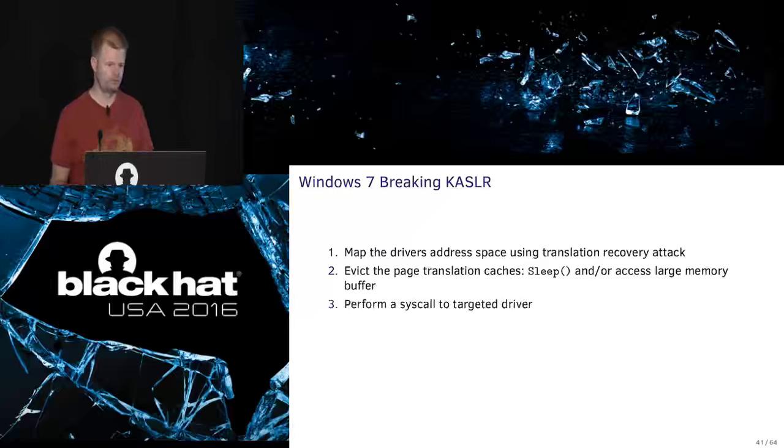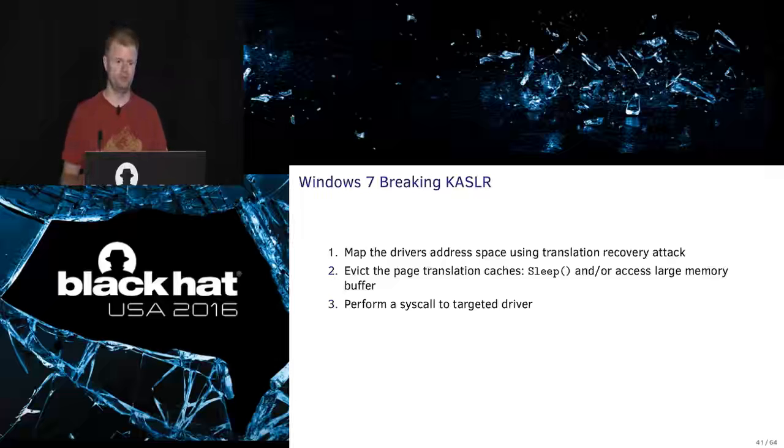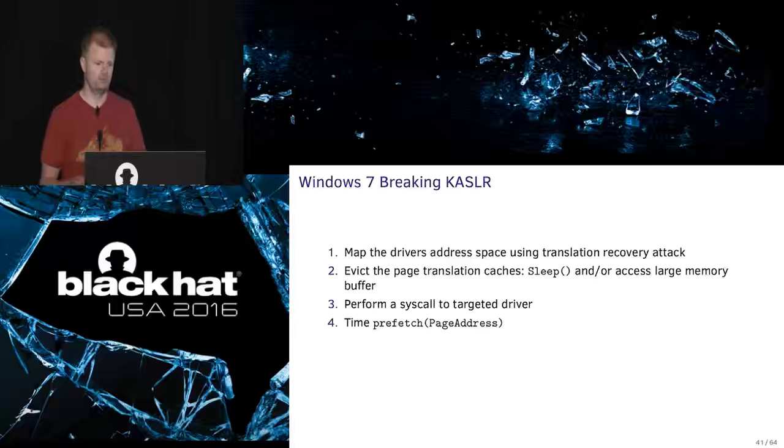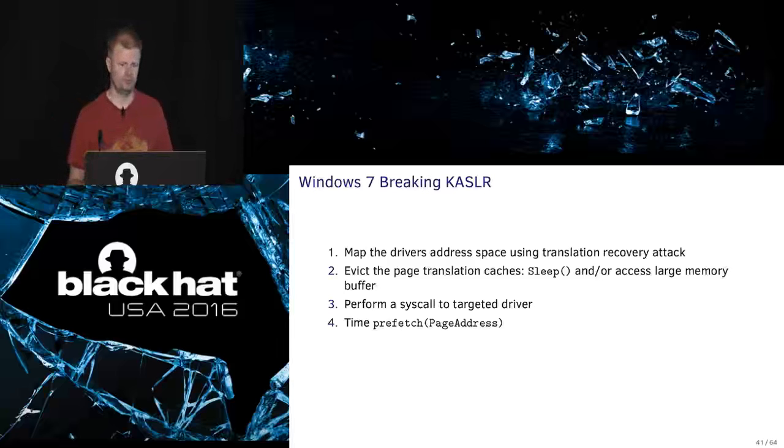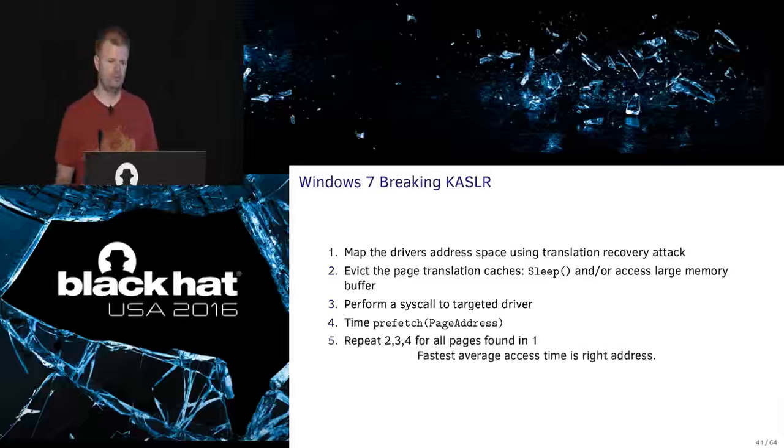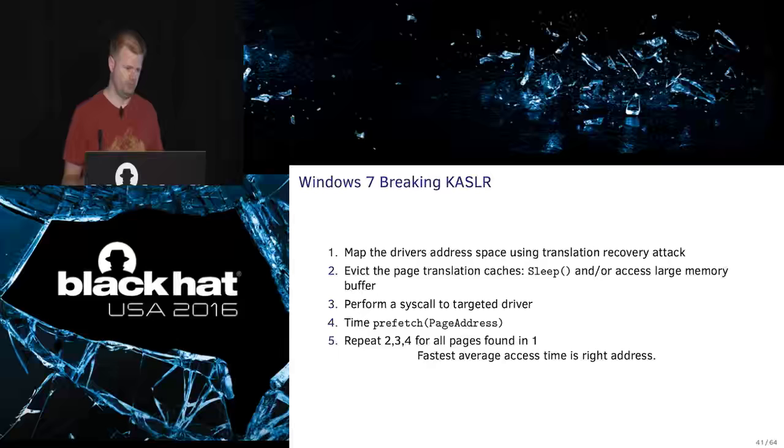The third step, we need to perform a syscall to the targeted driver. What we're hoping to accomplish with that is that the addresses used by this targeted driver will be placed in the page translation caches, and that we can measure it afterwards, and that is, in fact, step 4. In step 4, we take an address from the list we found in the first step, from the page translation, that is where memory is actually mapped, and we time the prefetch for that. And we do that for all pages that we found in the first step, and the fastest average access time is then the right address.